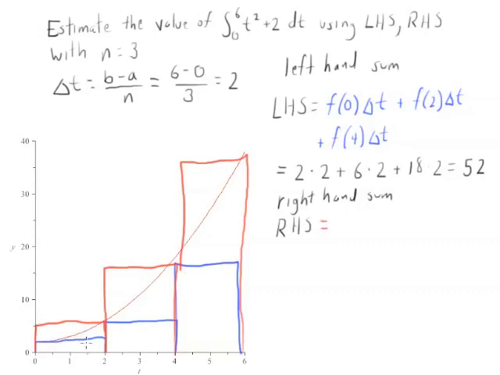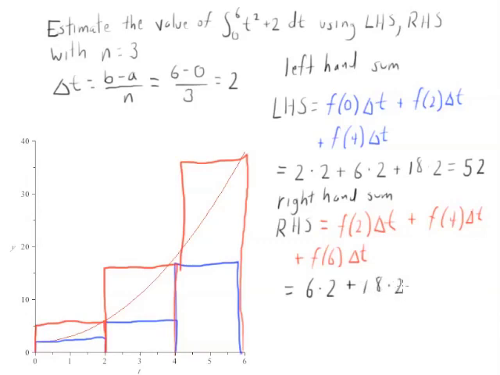So when I find my right-hand sum, I'm going to be looking at the area of this rectangle. I'm using the right-hand endpoint for my height. That's f of 2 delta t. For the middle rectangle, again, I'm using the right-hand endpoint. That's going to be f of 4 delta t. And finally, I'm going to be using f of 6 delta t, using that endpoint. I already know what some of these are. f of 2 is equal to 6. And then we have delta t, which is 2. f of 4 is 18 times delta t, which is 2. f of 6, plugging that into my function, I get 38 times 2. We get a right-hand sum equal to 124.